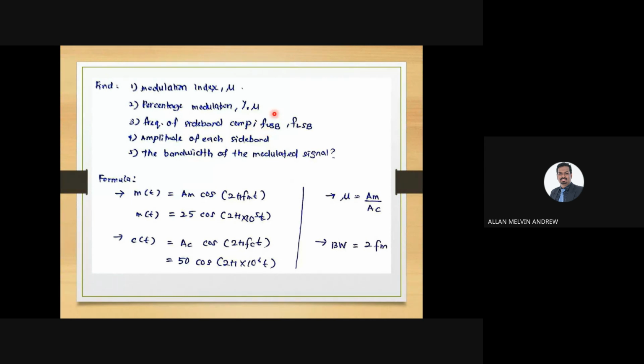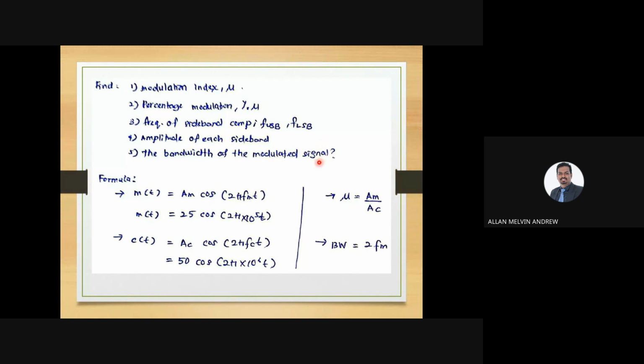So sideband component. Usually it will have two sidebands, one upper sideband and one lower sideband. F USB is the frequency of the upper sideband, and F LSB is the frequency of the lower sideband. Then you find the amplitude of each sideband, and number 5 is the bandwidth of the modulated signal.